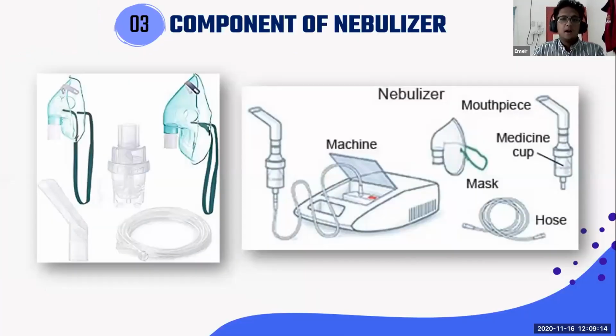Next are the components of the nebulizer. These are the components of the nebulizer, which include the machine itself, which comprises the air, the hose, and the medication cup, which is a chamber or a space to put the medication, and the delivery system such as the mask and also the mouthpiece. For the mask, there are a variety of sizes and we must choose depending on the patient.